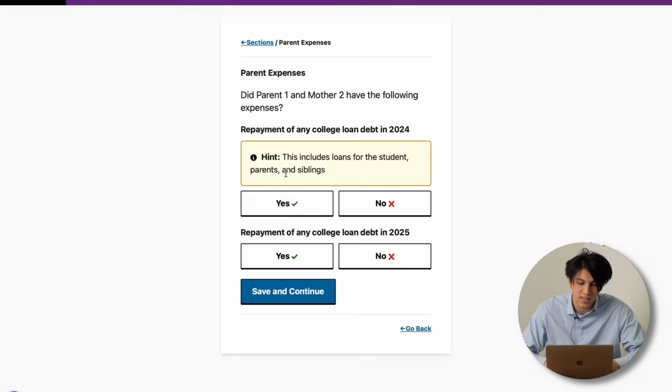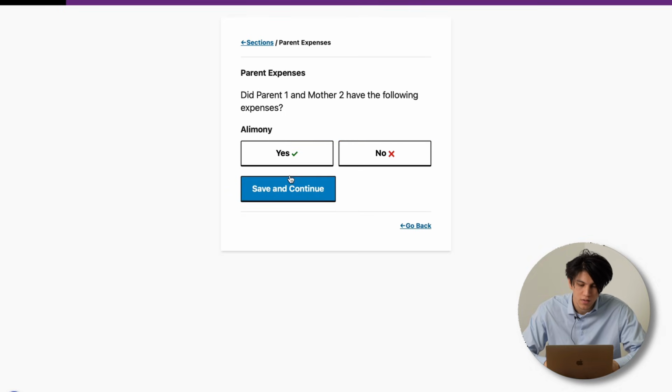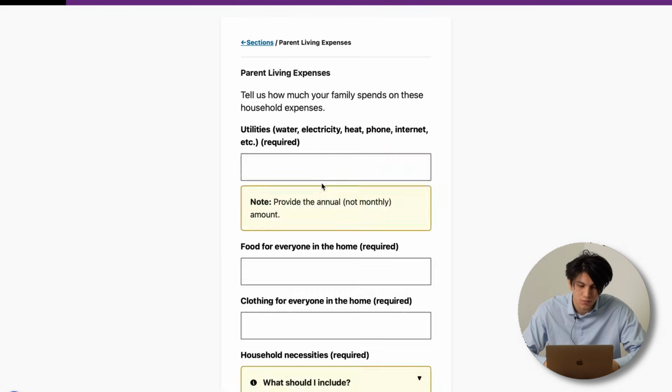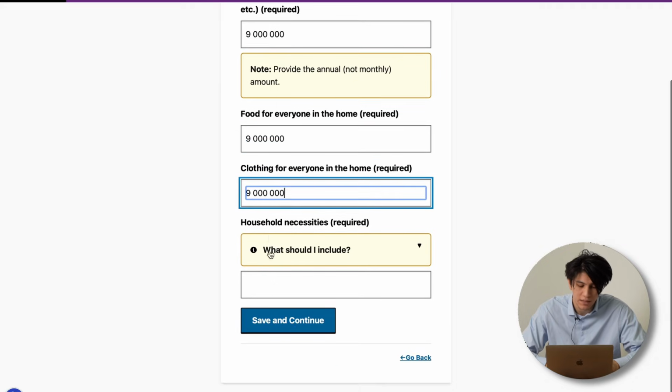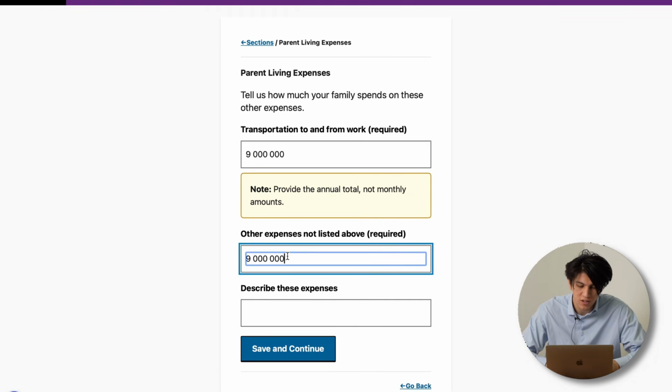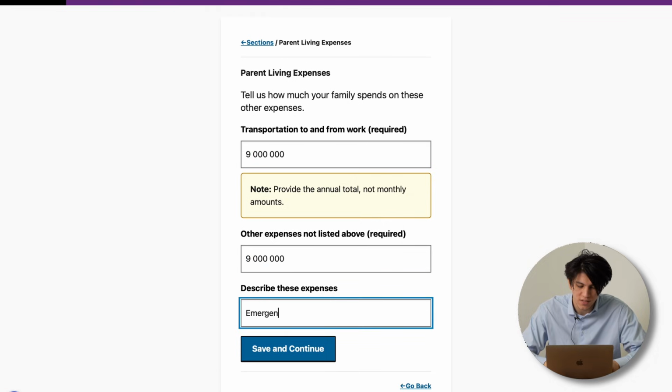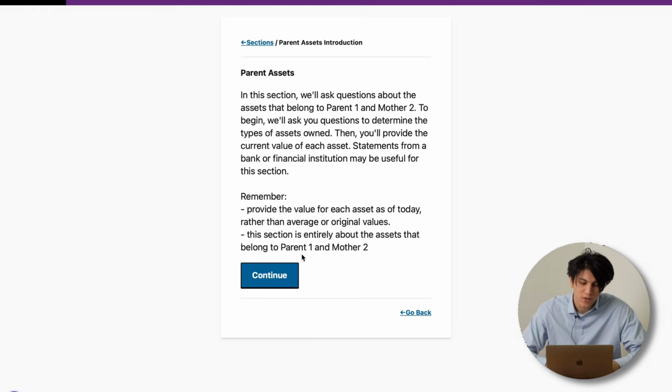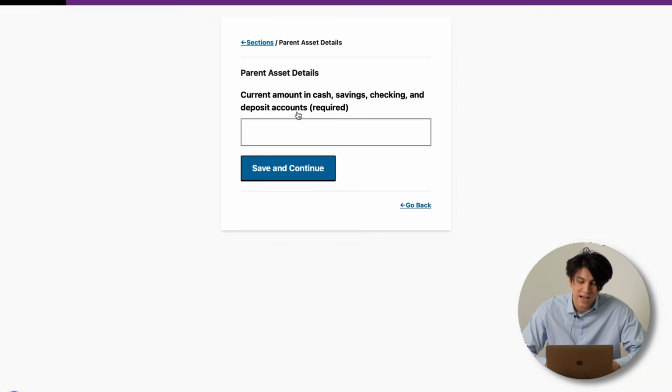So 9 million. This asks college loan debt, okay. Alimony, no. Utilities 9 million, food 9 million, clothing 9 million, household necessities 9 million, transportation 9 million, other expense 9 million, emergencies, right? Emergencies. So after you include all of your expenses, they ask about assets.